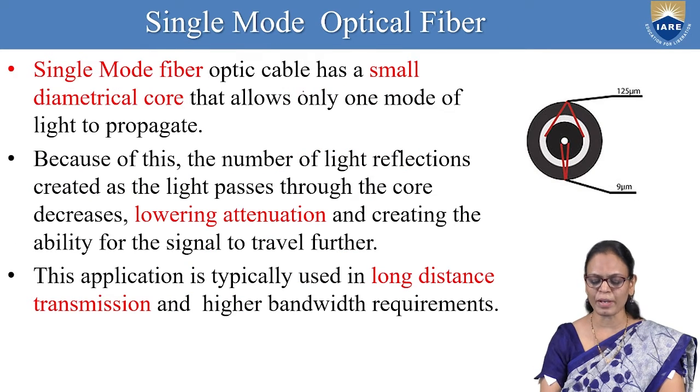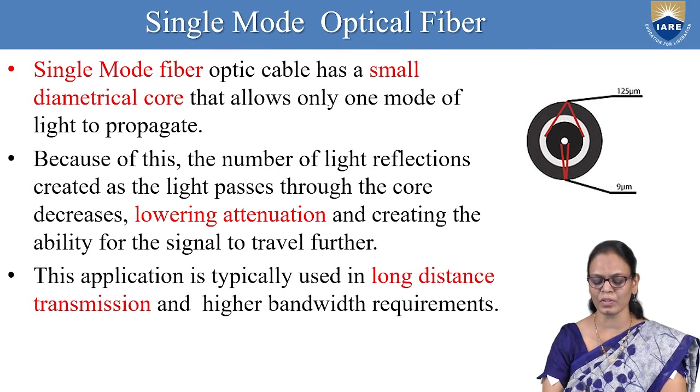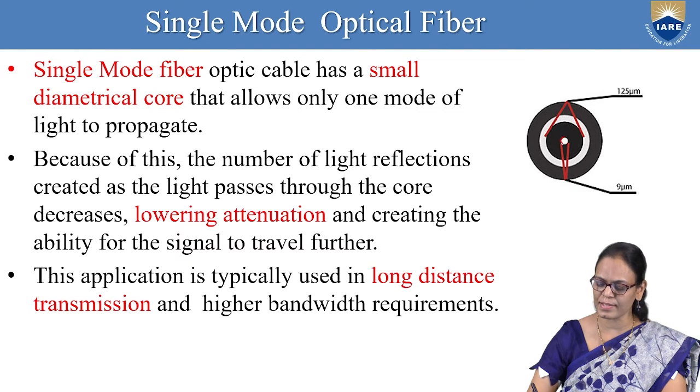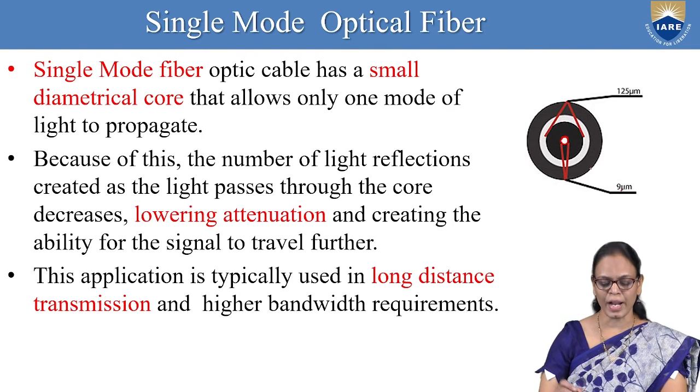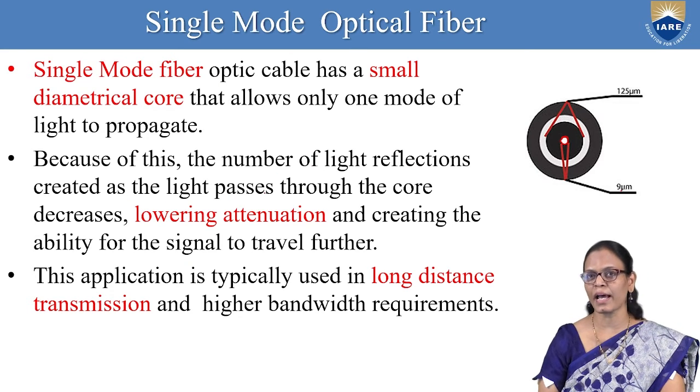Now, single mode fiber has a small diametrical core that allows only one mode of propagation. So we are seeing here, this is the core whose diameter is mentioned as 9. We have seen around 8 to 10 micrometer. So this is the diameter of the core. And because of this, what happens? The number of light reflections created as the light passes through the core decreases.